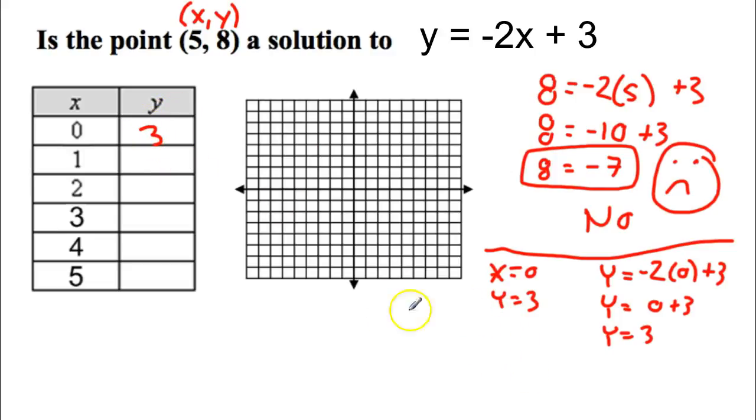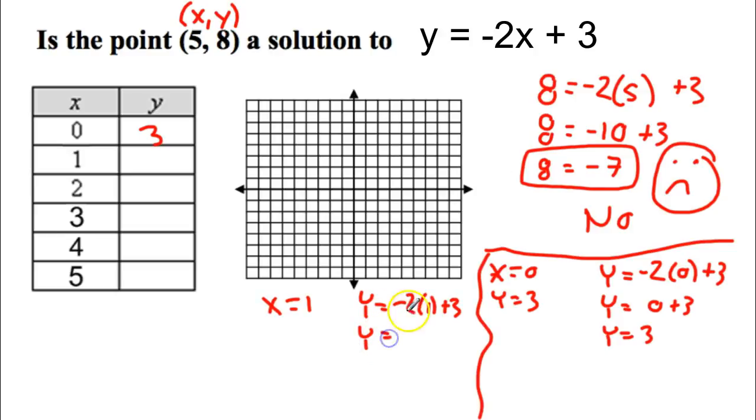Let me do another one for you. I'm going to do this one over here. So x equals 1. When x equals 1, I'm going to say y equals negative 2 times 1 plus 3. I don't want to get these mixed up.